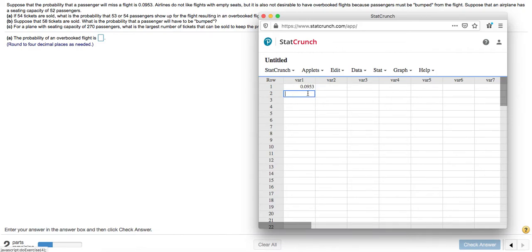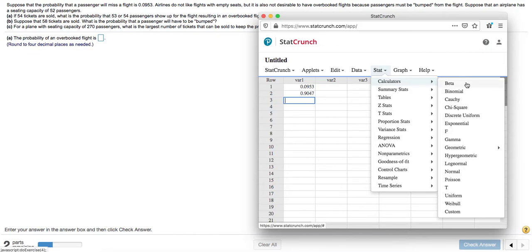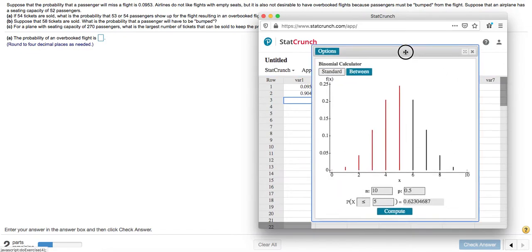So in this spot, I'm just going to my calculator. I'm typing 1, and I'm going to subtract 0.0953. And my result is 0.9047. So that's the probability that somebody actually shows up for the flight, which is much greater than this. And the two add to 1, or 100%. Anyways, to access the binomial calculator, I'm going to go to Stat, select Calculators, and then choose Binomial.